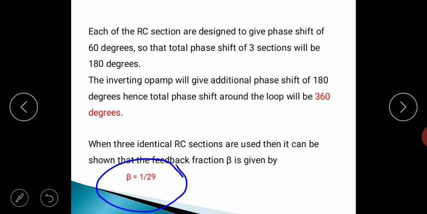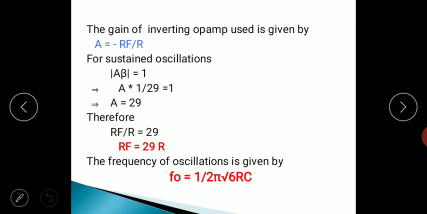If beta is 1 by 29, now you can find what is A, and then A you can relate to the actual gain of this particular circuit and get the relationship between the values of RF and R, and then by using the value of R and C we can write the frequency of oscillation. Now once we know beta as 1 by 29, we know that according to the Barkhausen criteria, the loop gain A beta should be equal to 1.